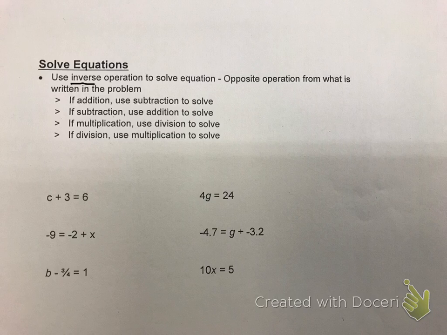For example, we have c plus 3 equals 6. Since there's addition going on in the problem, we're going to subtract 3 in order to solve it. That subtracting 3 essentially cancels out the plus 3, and we are moving that 3 to the other side of the equal sign. Okay, and what we're left with is c equals 3, because 6 minus 3 is 3.